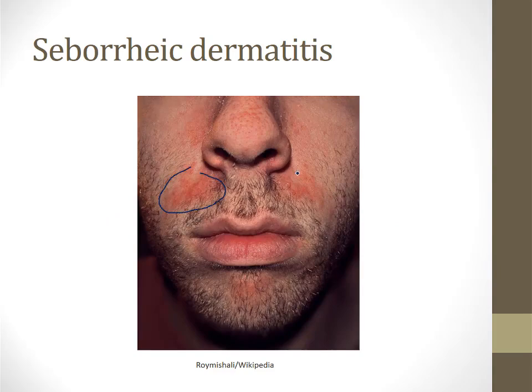You can see these red plaques on both sides of his face. Also, if you look up here on the nose, you can see these little flaky bits that look like skin. That's the scale that occurs in seborrheic dermatitis.